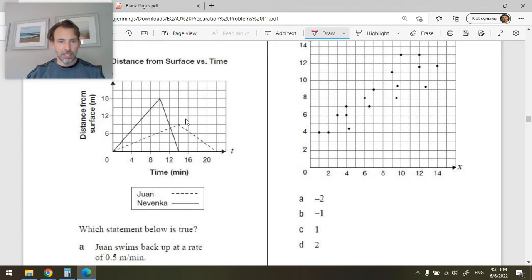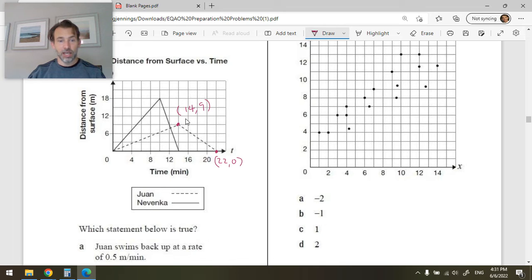He starts at 9 here. This is the point 14 in the x, 9 in the y. That's 9 meters after 14 minutes. And he finishes over here at 22, 0. So the rise and the run here is we rise -9 and we run 8.